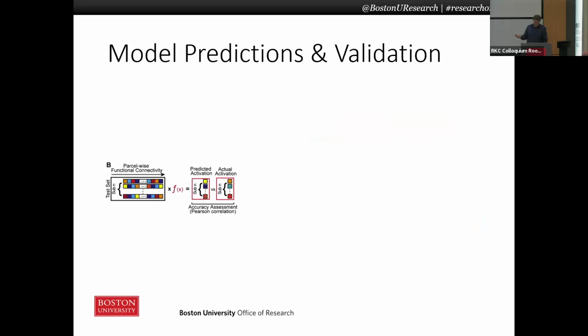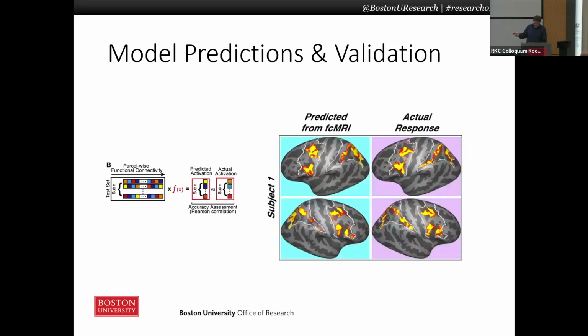To make predictions for a novel subject, we only need that individual's functional connectome. That is, we only need resting state data to predict their task activation. Applying the individual's connectome to the model yields this prediction. And if we have the actual task data for that subject, we can also validate our predictions.